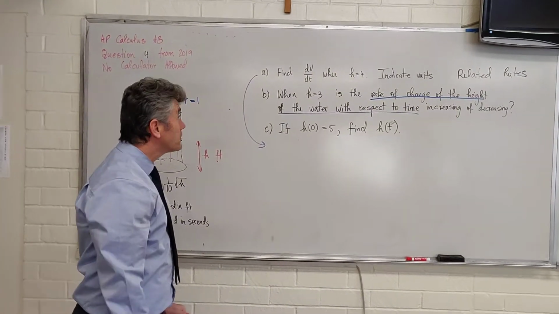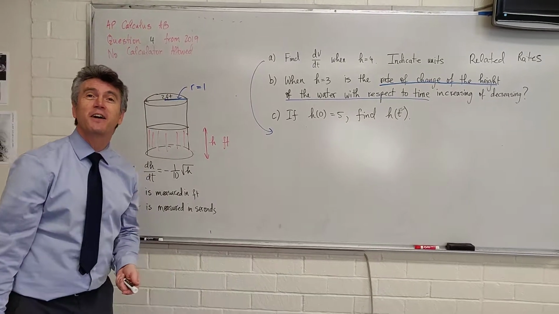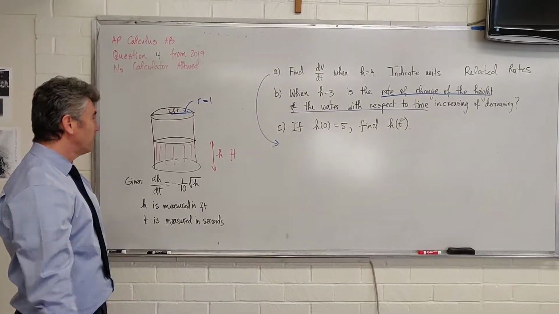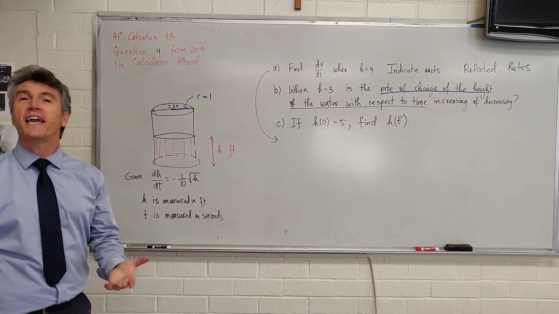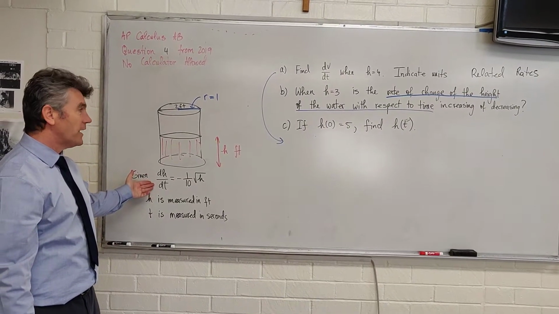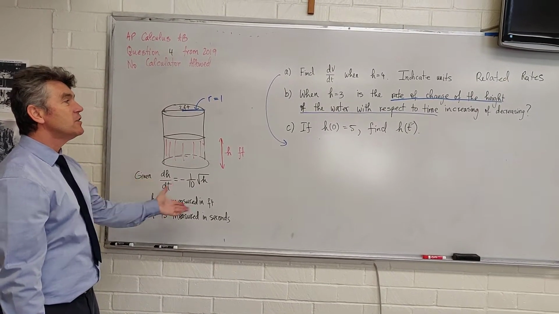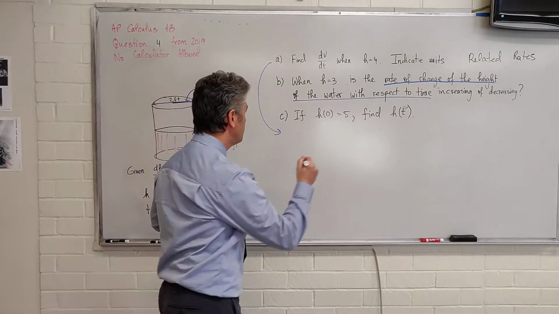Last question after this. We're not going to review anymore for the AP exam because you have the AP exam tomorrow. So what are we supposed to do in part C? Find h of t. What information is given to us? We're given a differential equation, and in addition, we're given an initial condition. So let's start.